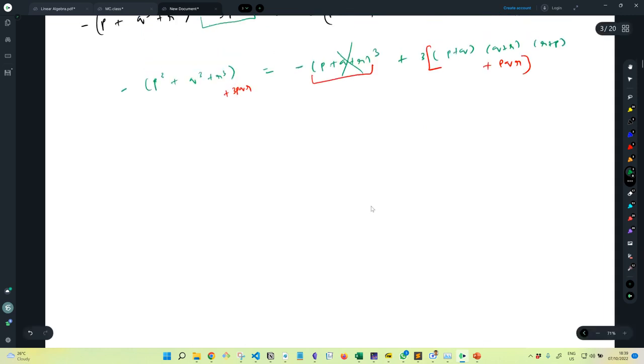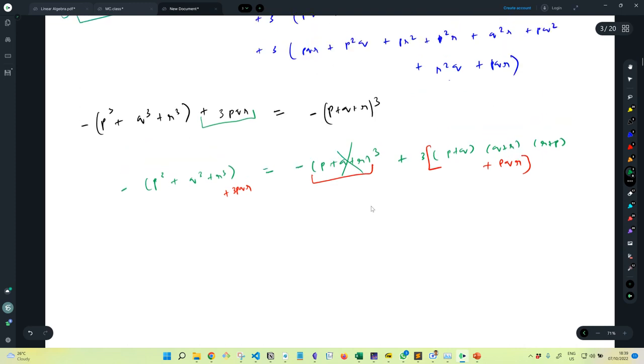something is not adding up. When p, q, r are equal, then this will be equal to 2p into 2p into 2p, that is 8p cube. This will be equal to p cube.